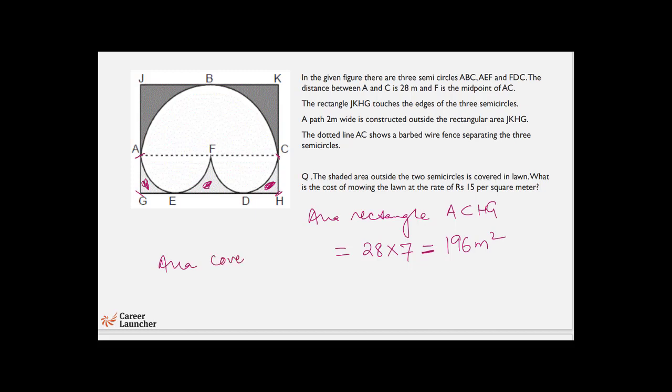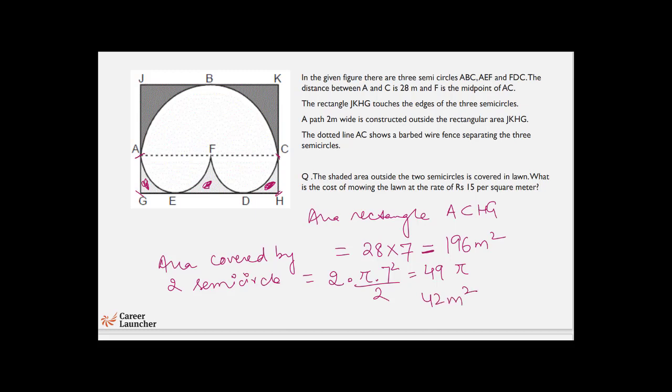The area covered by two semicircles is twice pi r square by 2. That comes out to be 7 square or 49 pi. So when we subtract the area covered by two semicircles from the area of rectangle ACHG, we get 42 meters square.